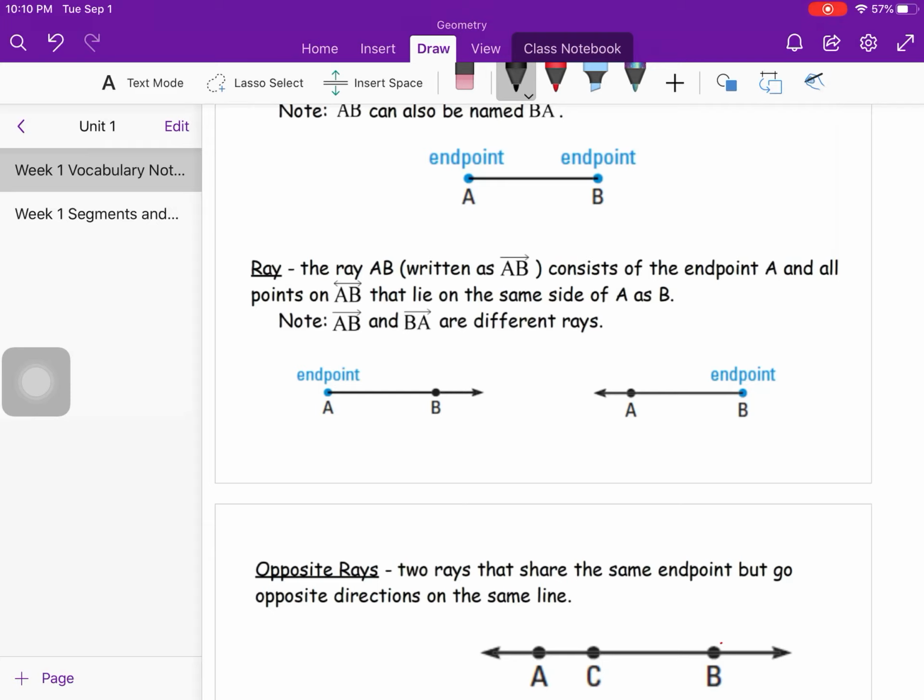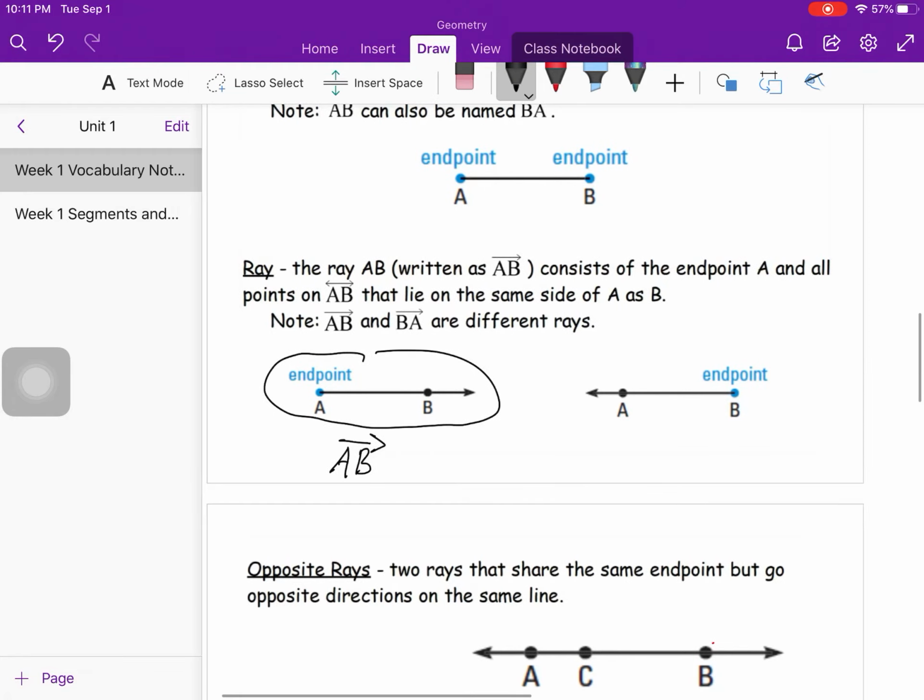So if you look at this example right here, this is ray AB with the arrow pointing towards B because that's the direction the arrow is going. Now this one on the other side is a little bit trickier. Notice that B is the endpoint and the arrow points towards A. So this is how I write it. This is ray BA. But this time the arrow is still going to the right, but it's going in the direction of A. So all I had to do was change the order of them.